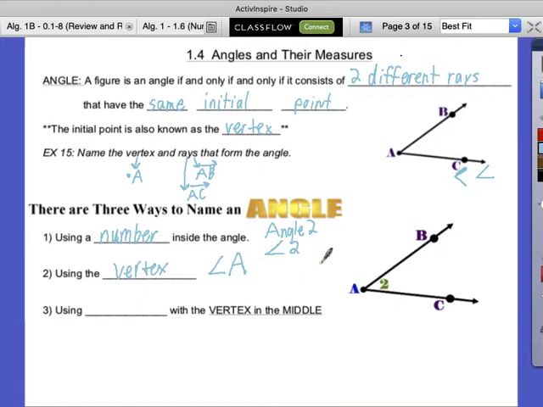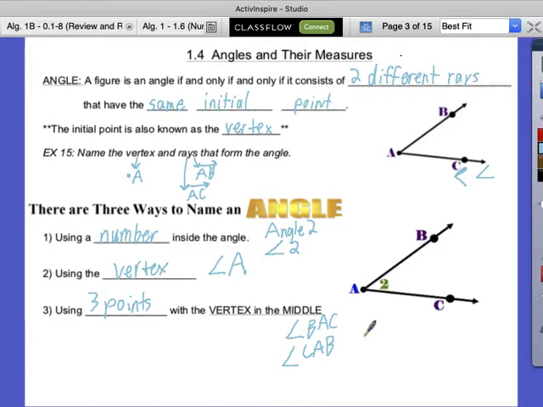Perfect. The other way you can name it is using 3 points with the vertex in the middle. That's very important. That's why it's in caps, right? In the underline, with the vertex in the middle. So if I were to use 3 points with the vertex in the middle, how would it look? Angle ABC? BAC. Could it look differently as well? Yes. How else could it look? CAB. Why would ABC not work?